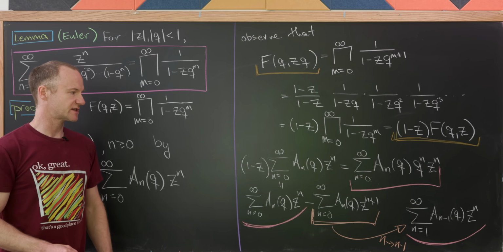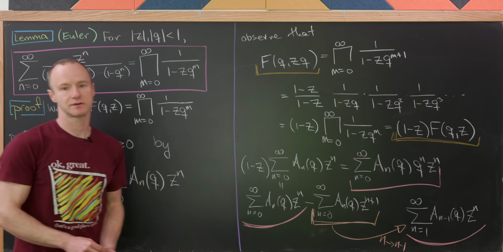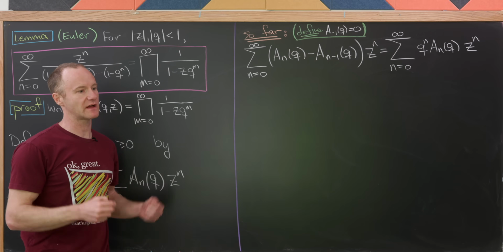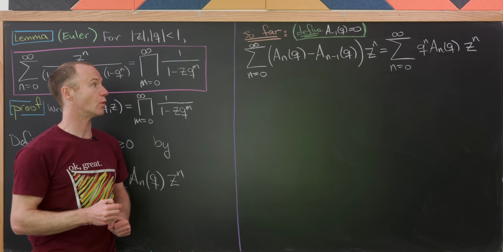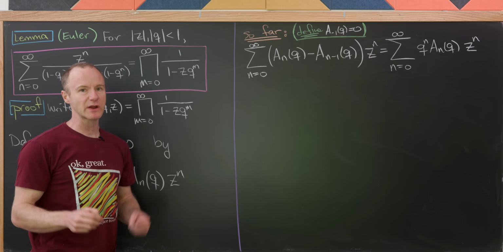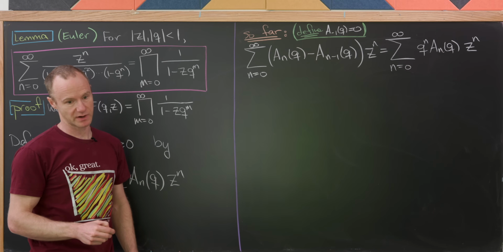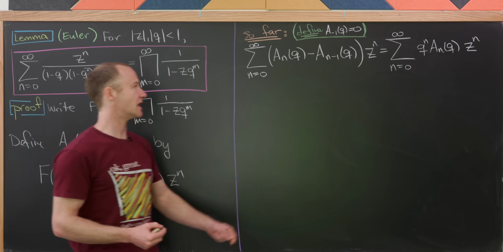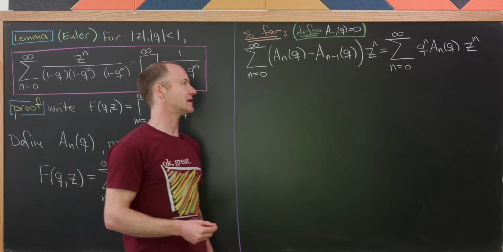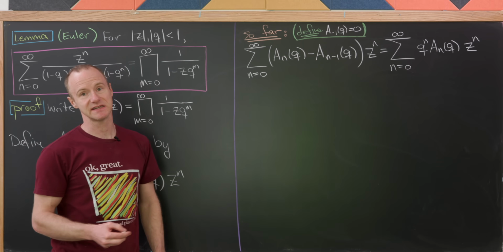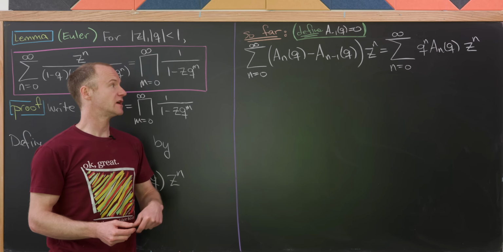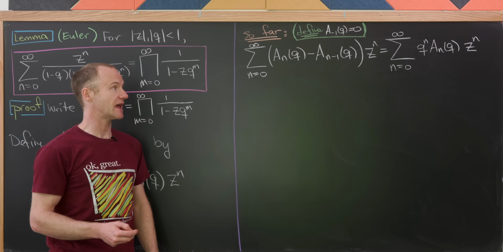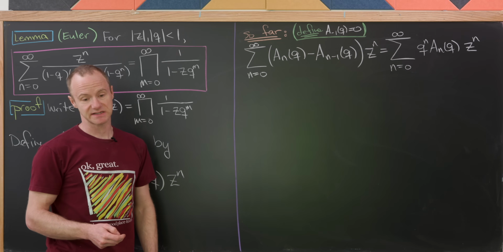So let's start the top of the next board with that equation. Here's where we ended up on the last board. I did group two things that were on the left-hand side of the equation together into one sum, and then I reordered some of the stuff on the right-hand side. So now we've got this sum as n goes from 0 to infinity of a_n(q) minus a_{n-1}(q), all times z^n, is equal to this sum as n goes from 0 to infinity of q^n a_n(q), times z^n.